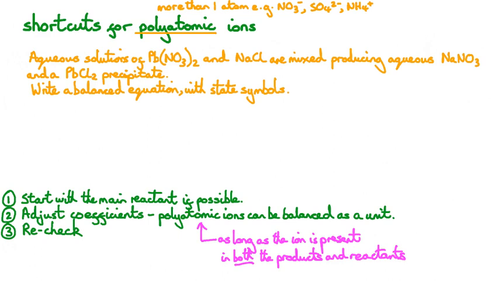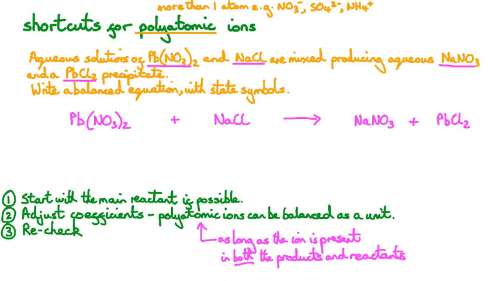Let's begin writing our balanced equation by simply putting the reactants and the products down. We have lead nitrate and sodium chloride as our reactants, and we have sodium nitrate and lead chloride as our products. We can already add our state symbols as well. We are told that both of our reactants are aqueous, as well as our sodium nitrate, but our lead chloride is a precipitate, making it a solid. Now we just need to balance our equation.